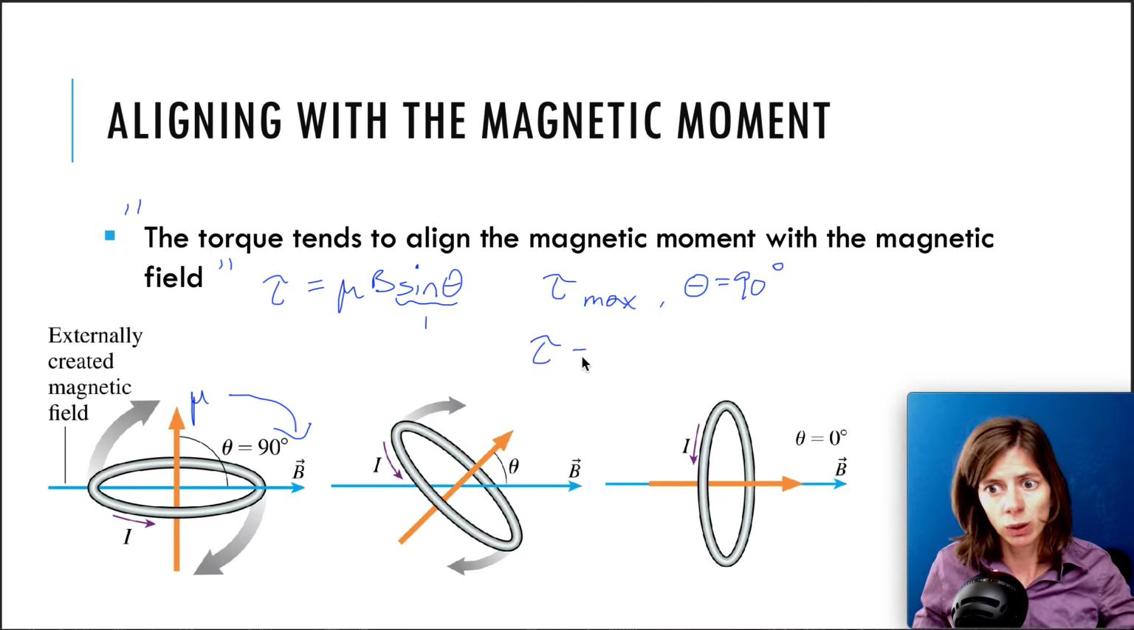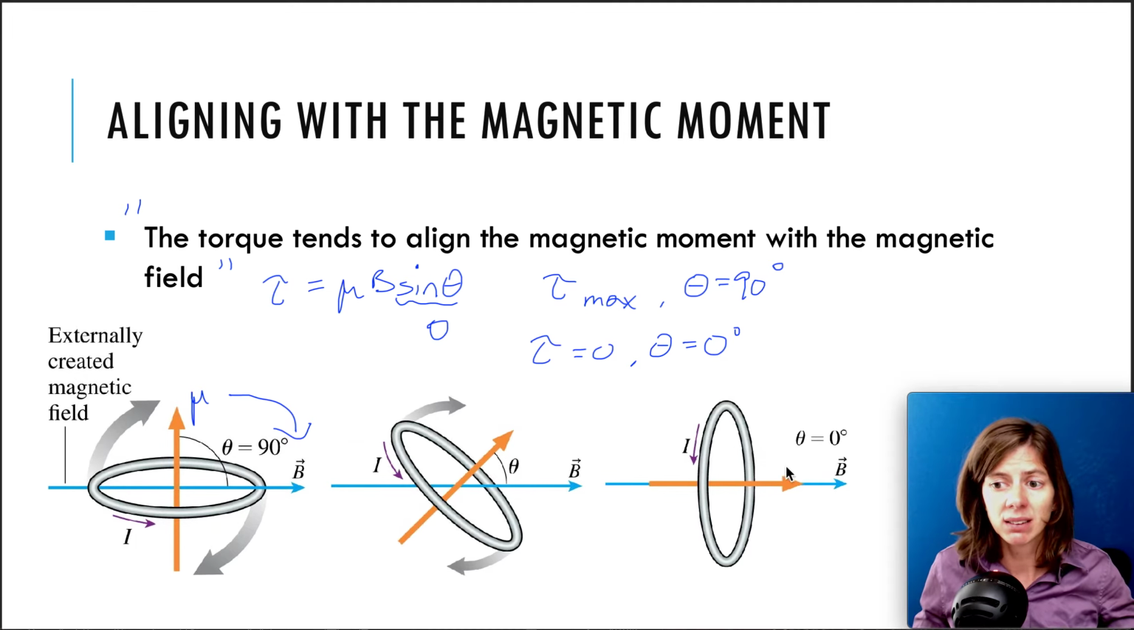However, torque is equal to 0 when sine of theta is 0. Sine of theta is 0 when theta equals 0 degrees. That's this picture on the right. When the angle between mu and B is 0, when they're already parallel to each other, then theta is 0, sine of theta is 0, there's no torque. Right? It doesn't want to rotate anymore because it's already aligned with B. So that's really useful to know, and it's going to help us with the problems.